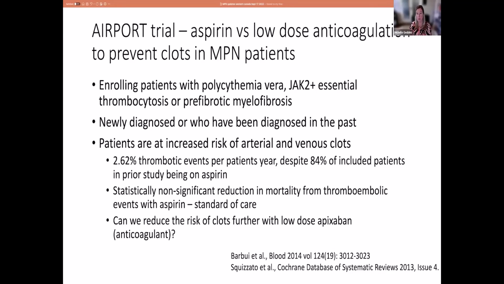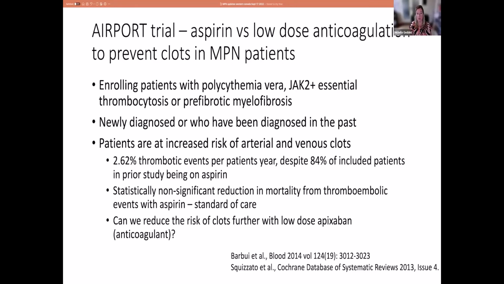So this is comparing patients with higher risk for thrombosis. So patients with polycythemia vera who have essential thrombocytosis and a JAK2 mutation, or prefibrotic myelofibrosis that's JAK2 positive. And we know that this is for patients that are newly diagnosed, but also patients who have been diagnosed years ago. If you've been diagnosed 5 years ago and you want to be part of this trial, you could be enrolled in this.